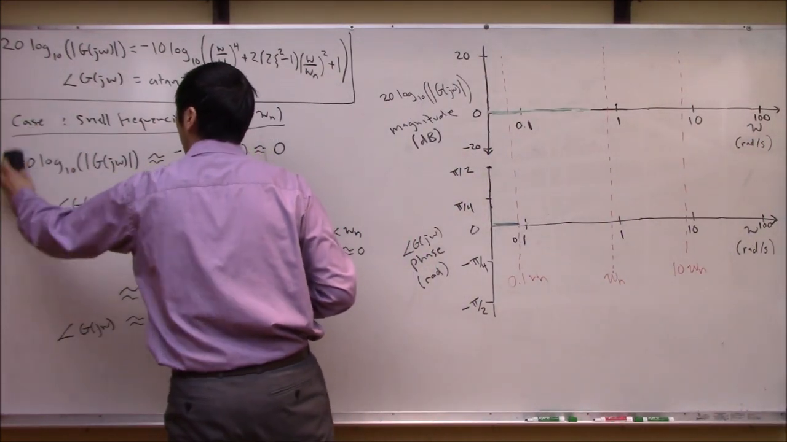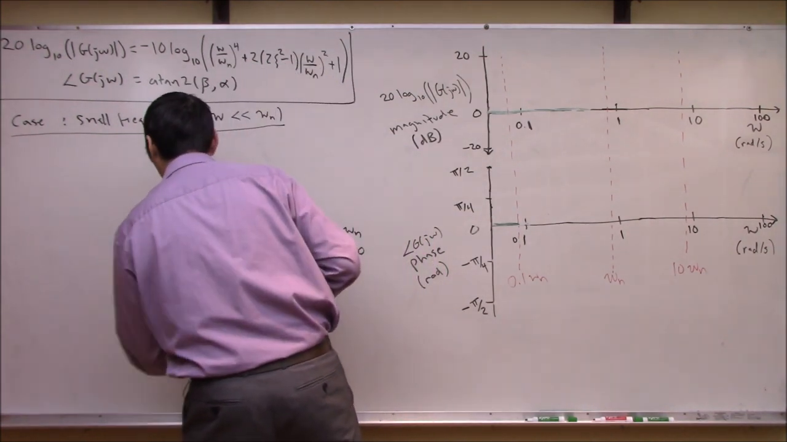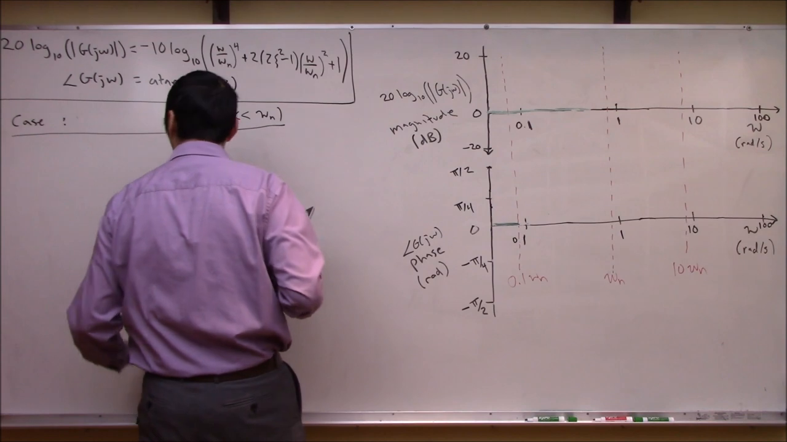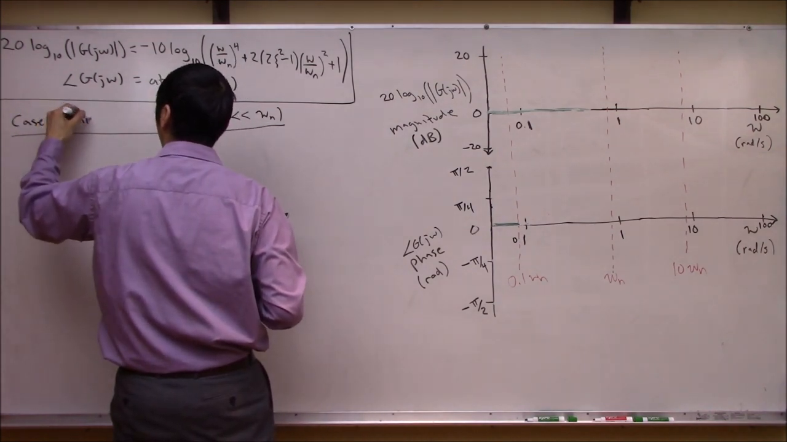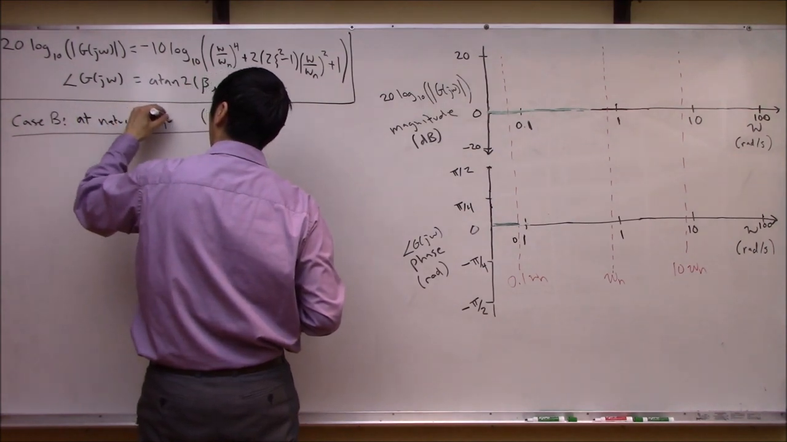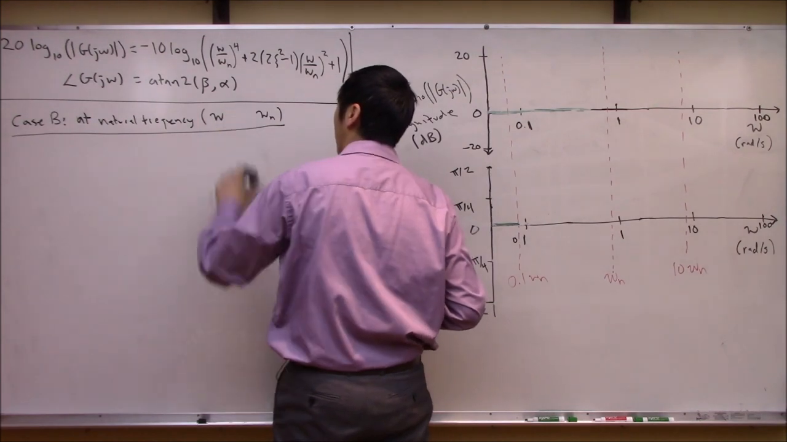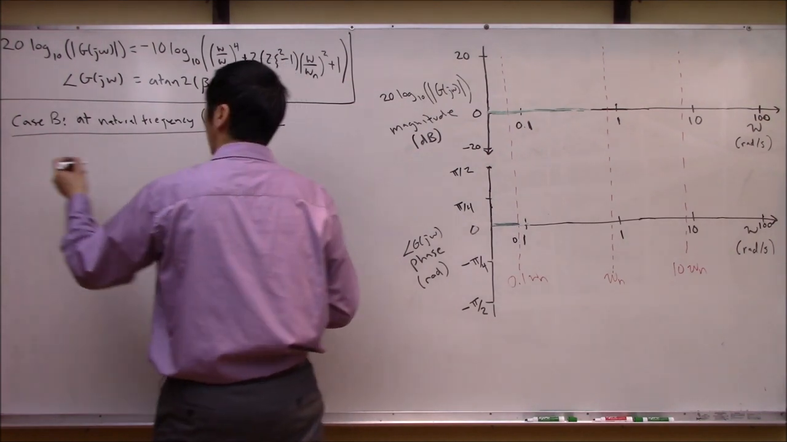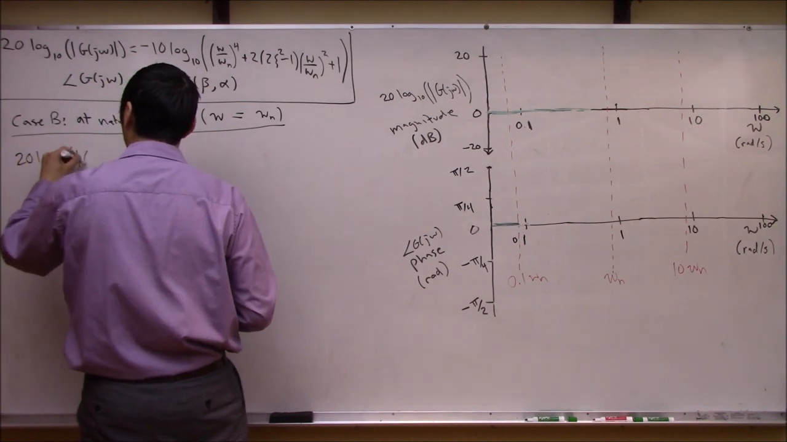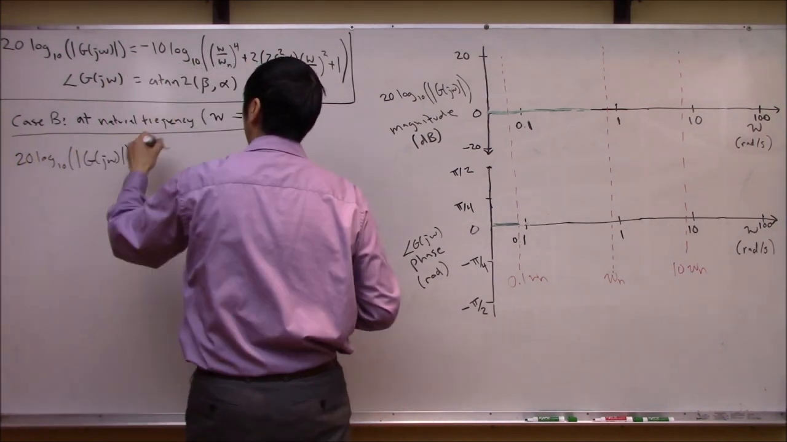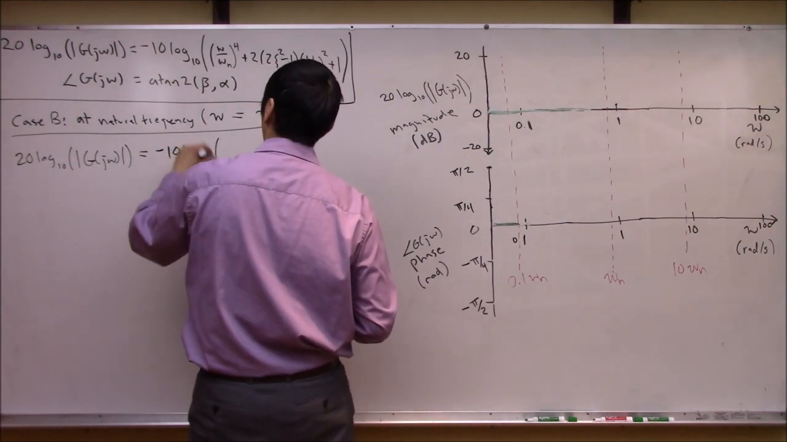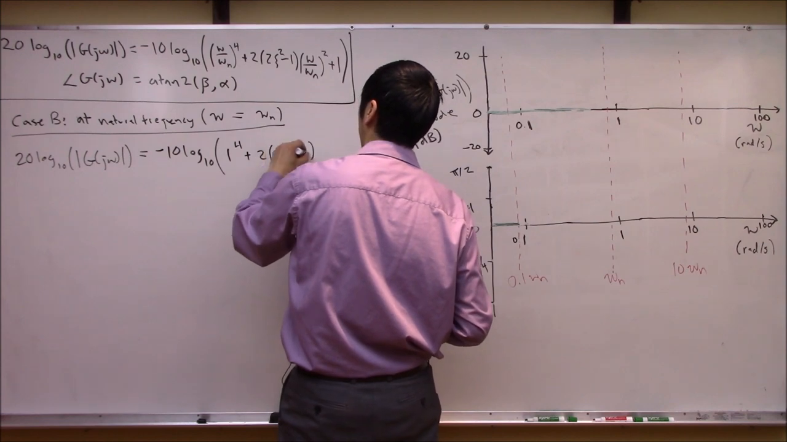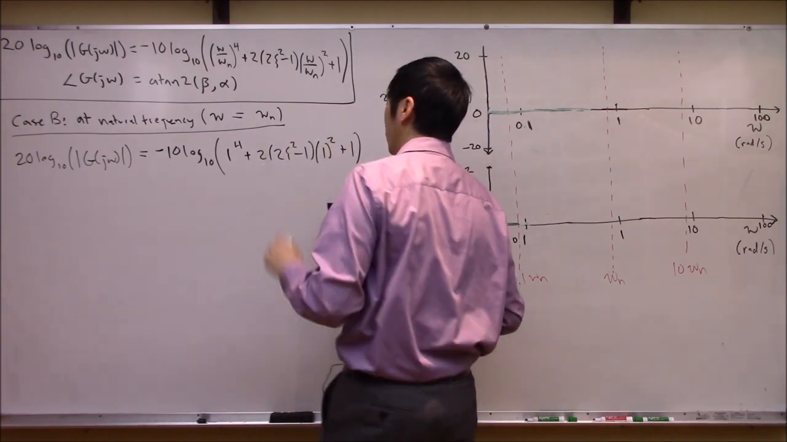Let's go over to case B here. Case B was what happens if omega is equal to omega n. You can still think of this as a corner or a break frequency, but let's just say at natural frequency, omega is equal to omega n. What happens there? Well, our 20 times log base 10 of magnitude of G of j omega is basically this expression up here. It's minus 10 times log 10 of, this becomes 1 to the fourth power, plus 2 times 2 zeta squared minus 1 times 1 squared plus 1.